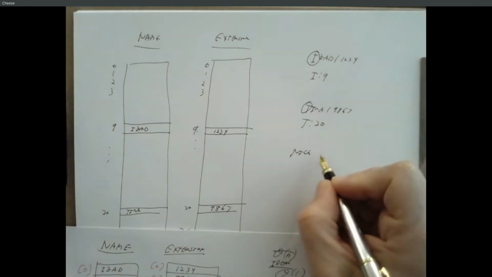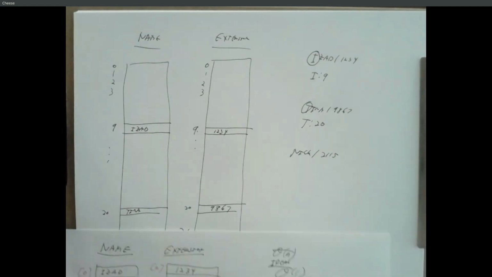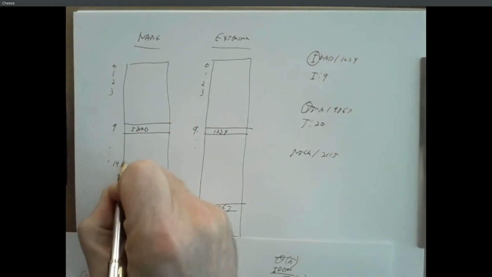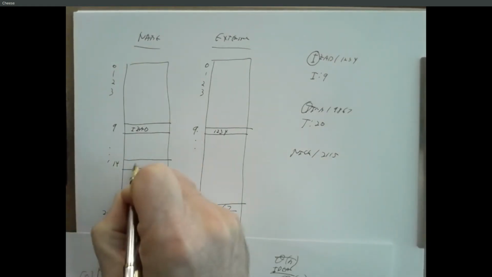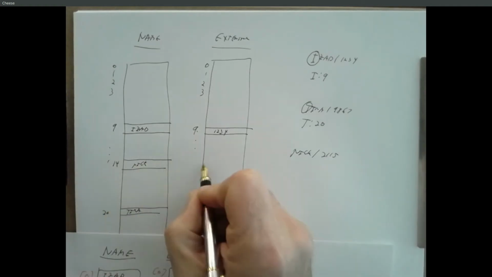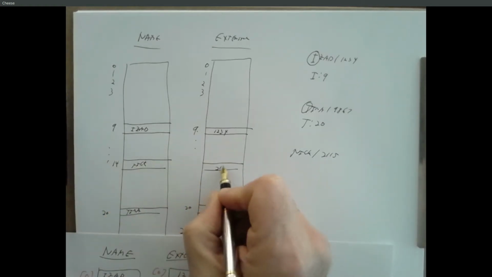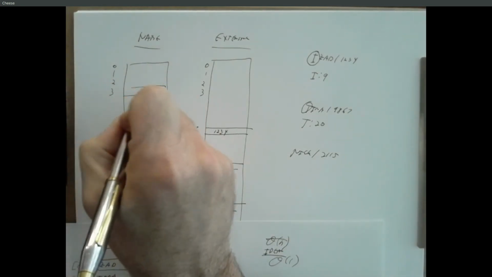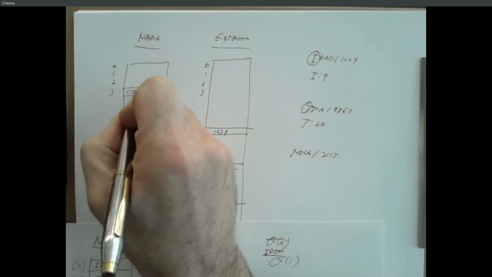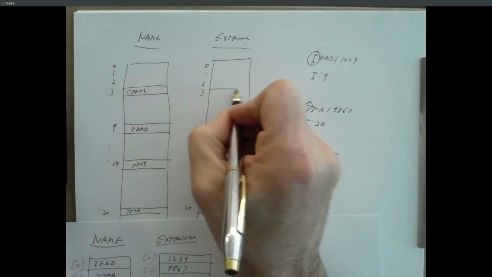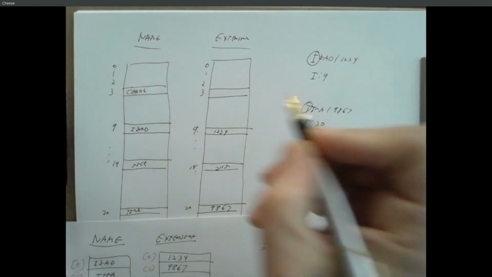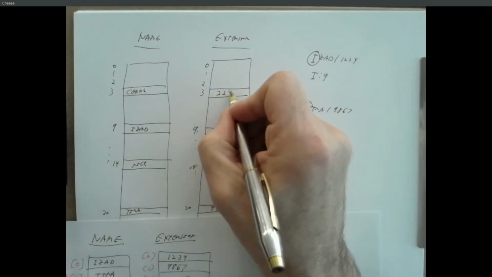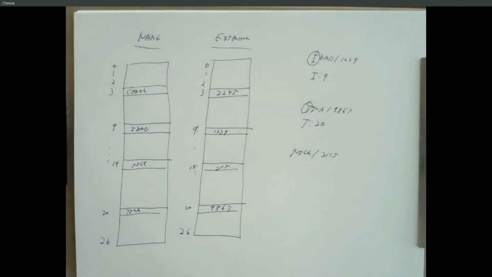So Nick, 2115, N is the 14th letter. So there's Nick, and there's the extension. And Carol is the 3rd letter. I'm going to have memorized our extension by the time we're done here. This is good. And so there's how we'd store this information.